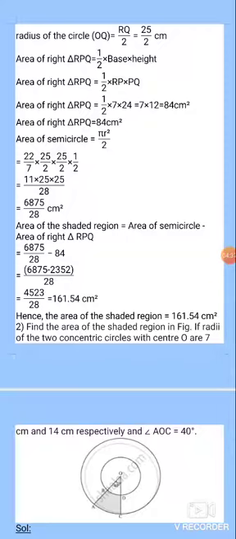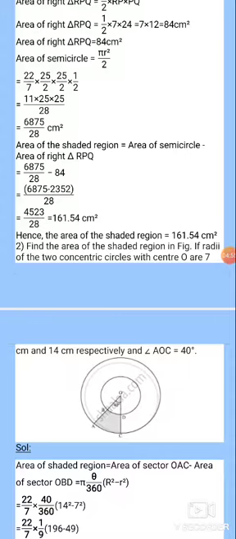Now what are angle AOC and BOD? Yes, they are two sectors. Now to find the area of the shaded portion: area of the sector AOC minus area of sector BOD. Isn't it? So listen carefully. Area of the shaded region is equal to area of the sector. What is the formula? Theta by 360 into pi r square.